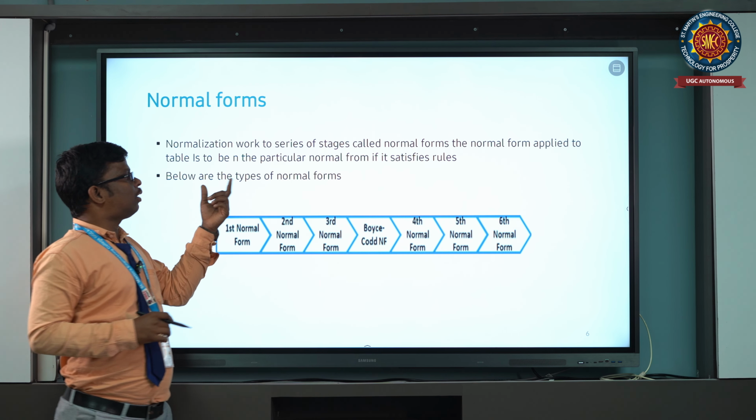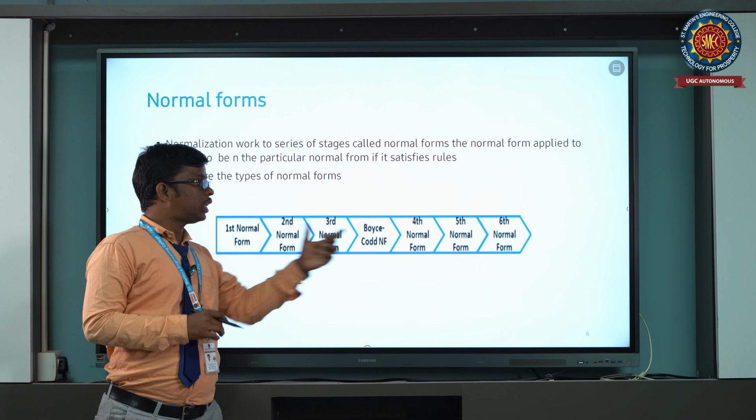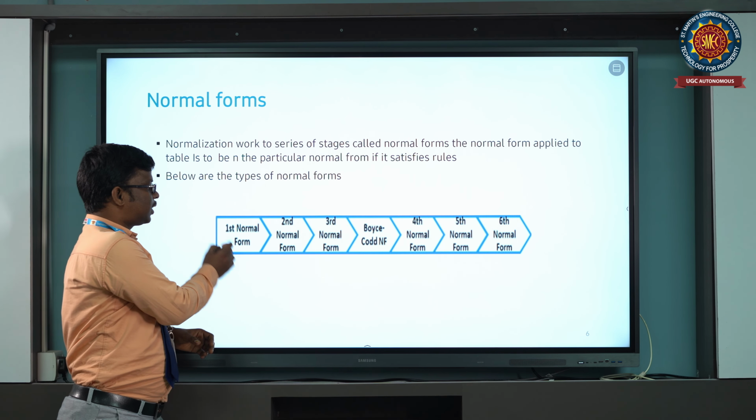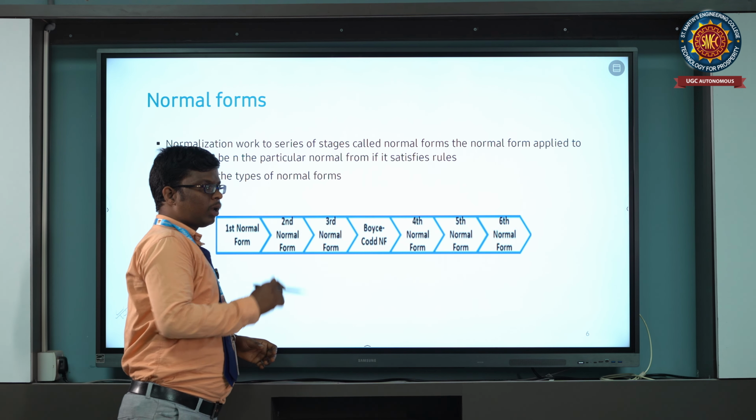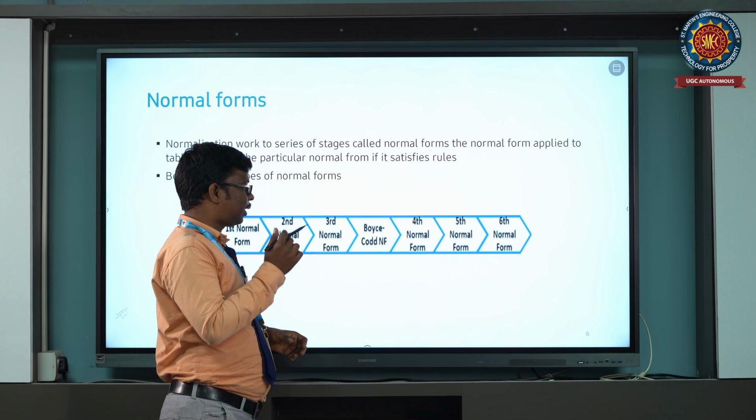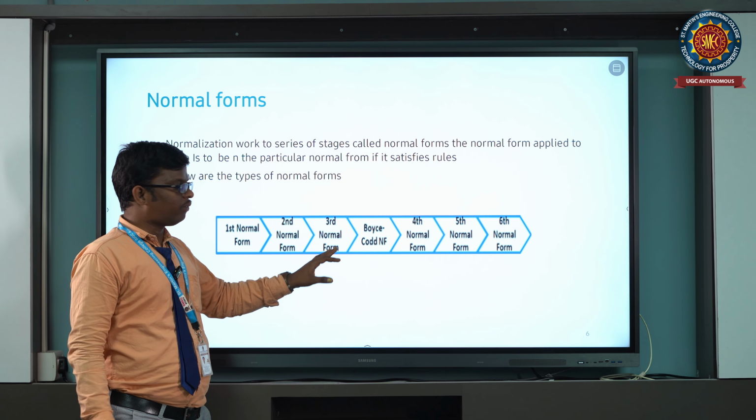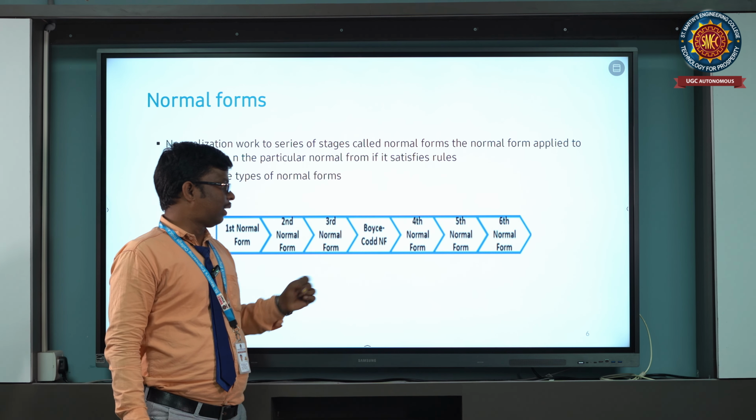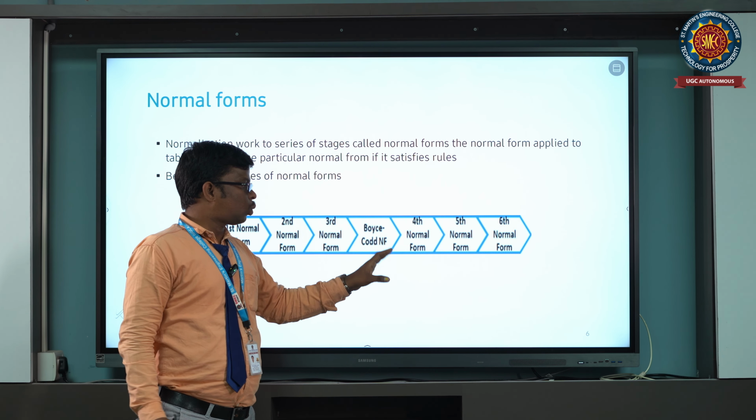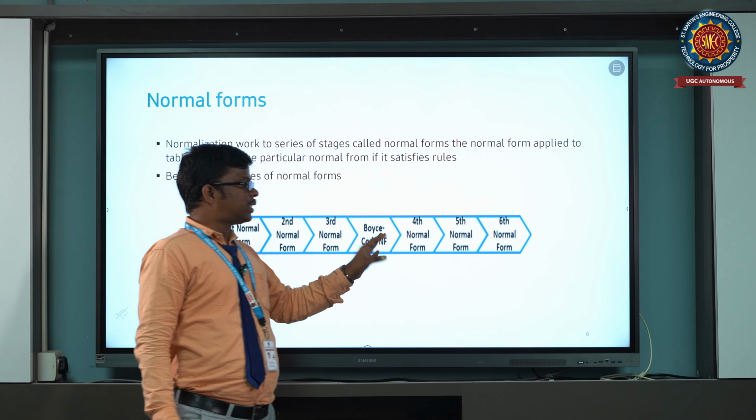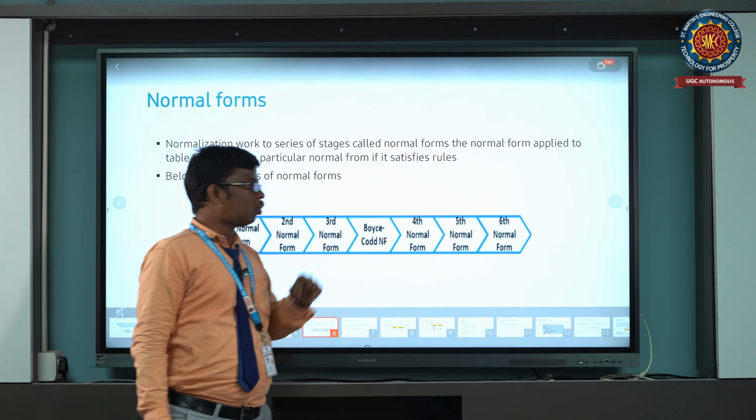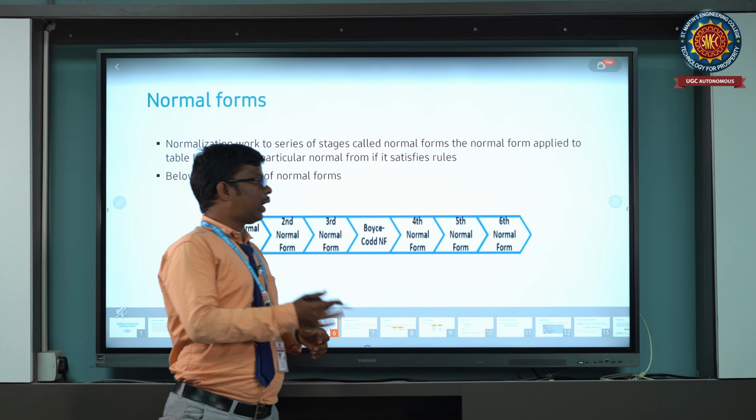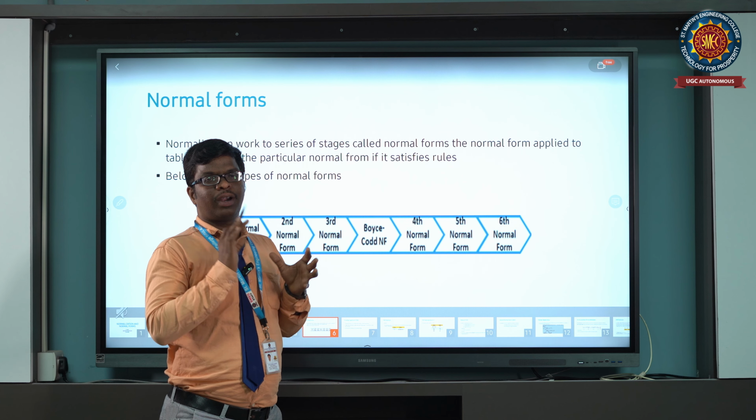Here we have the types of normal forms. We have 6 types. The first is the first normal form, which we can call 1NF. The second normal form, shortly 2NF. The third normal form, shortly 3NF. The main important one is Boyce-Codd normal form, which we call BCNF. Then the fourth normal form, which we call 4NF. So we can shortly call every normal form like this.